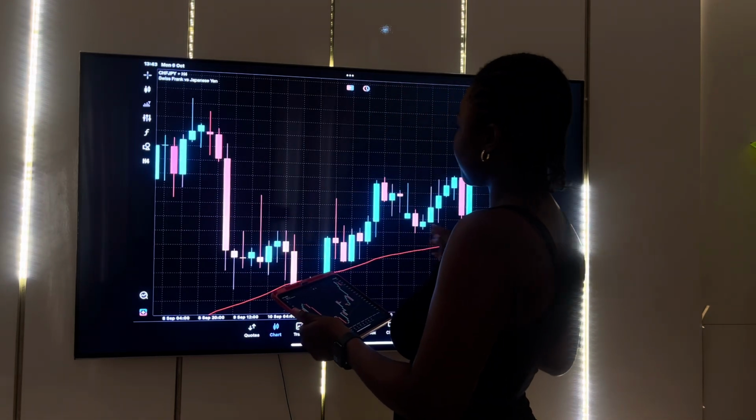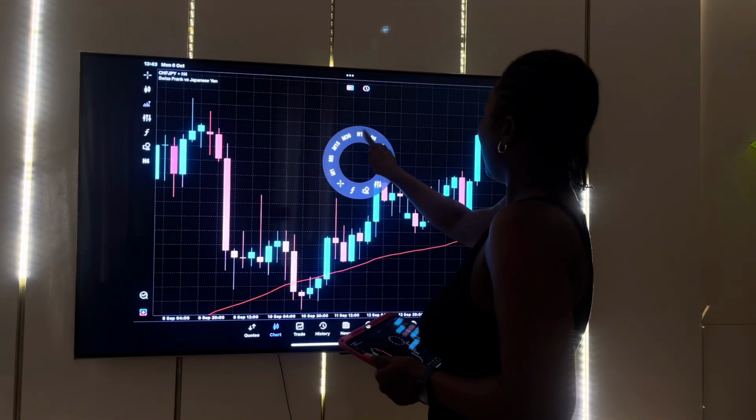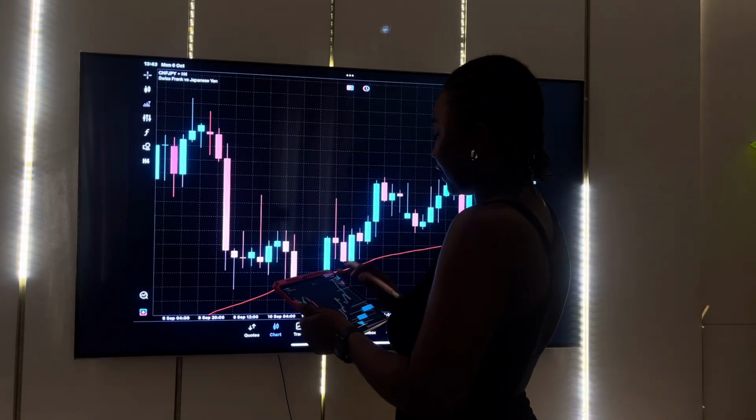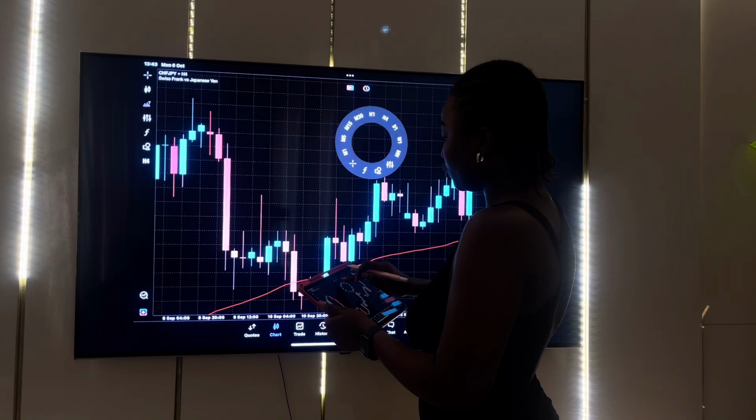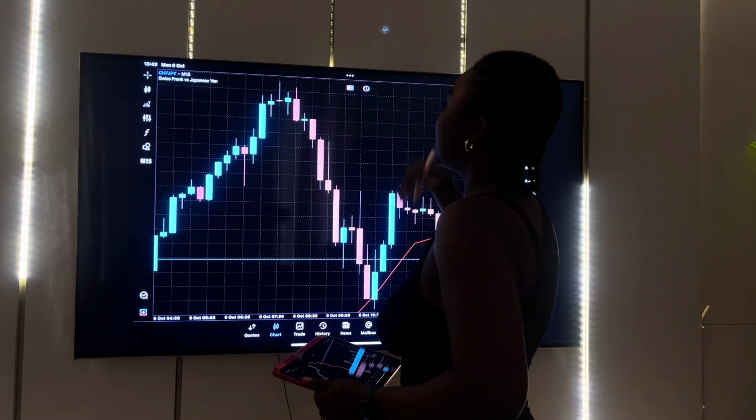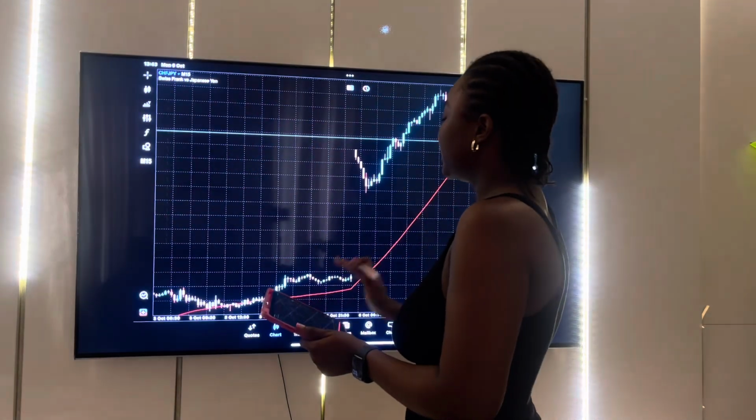Now, look at all the time frames: 1 minute, 5 minutes, 15 minutes, and all the rest of it. Now, if we go to the 15-minute time frame, each candle now will represent 15 minutes of price movement.